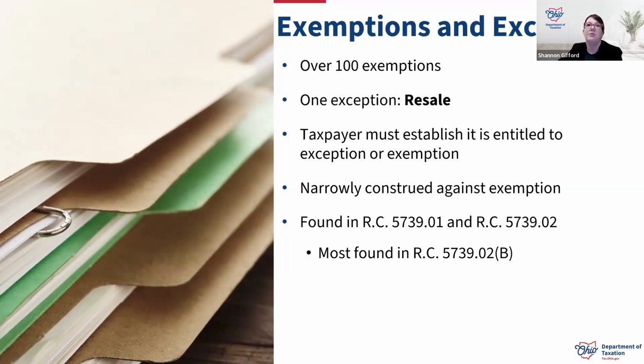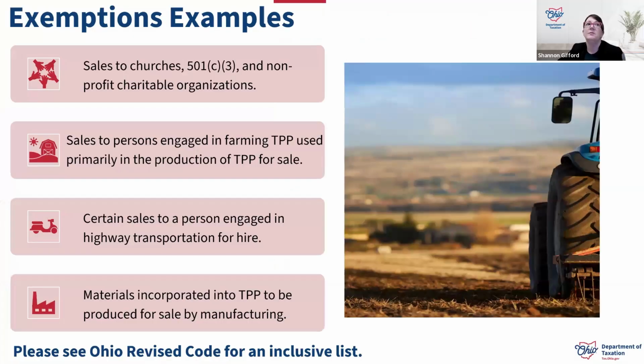The taxpayer must establish they are entitled to the exception or exemption. Some examples of exemptions would be sales to churches, 501(c)(3)s, nonprofit charitable organizations, as well as government entities. Sales to persons engaged in farming, where the TPP is used primarily in the production of TPP for sale, so items used in direct farming. Certain sales to persons engaged in highway transportation for hire, and materials incorporated into TPP to be produced for sale by manufacturing.